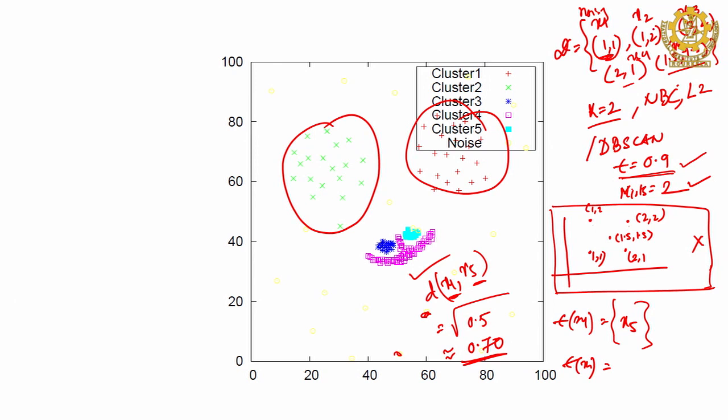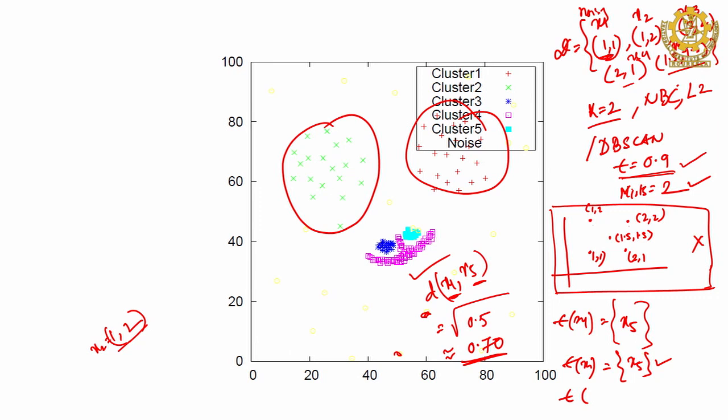Next, we go to x2, which is (1, 2). You compute the distance to all other points. All other point distances will be 1 except the point x5, and that distance is also 0.70, which is lesser than 0.9. So, x2 also includes the point x5, and it will also be a noisy point.